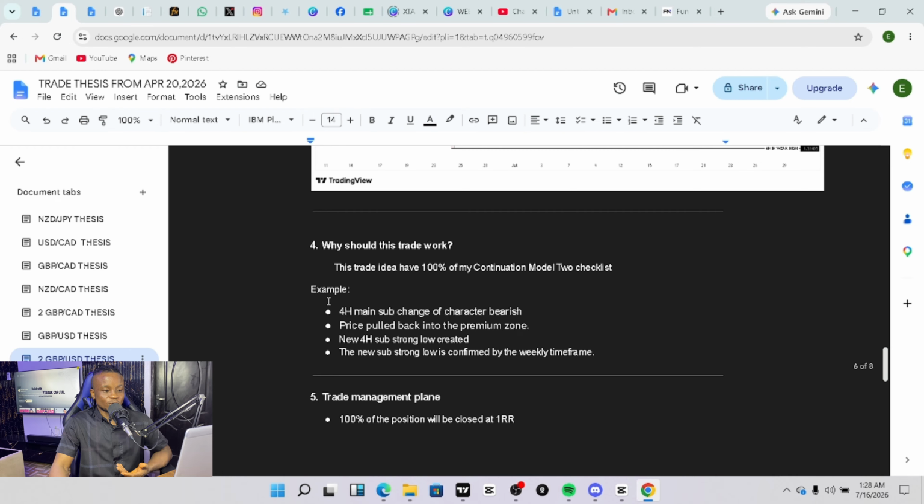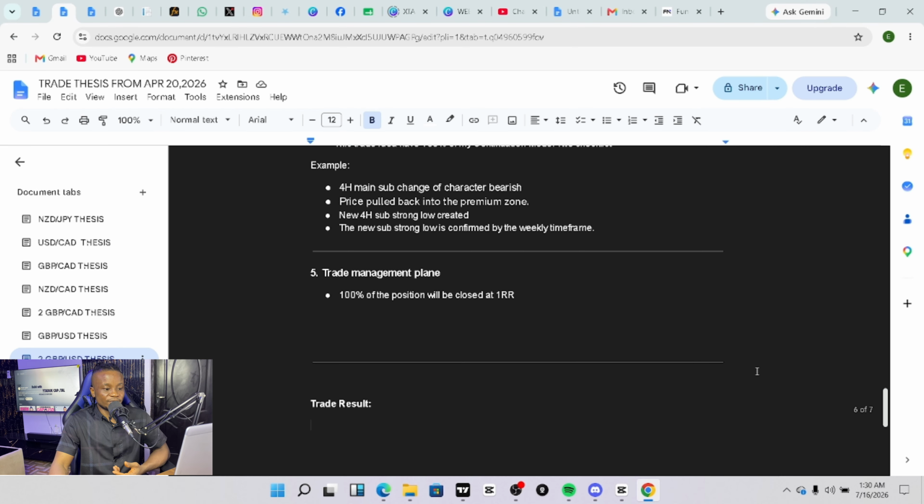Then the fourth phase is our last checkpoint before we decide to allocate capital to a particular position or opportunity. We ask ourselves, why should this trade work? And you can see that this trade idea has 100% of our continuation model 2 checklist. Okay, example, then we list all the examples here.